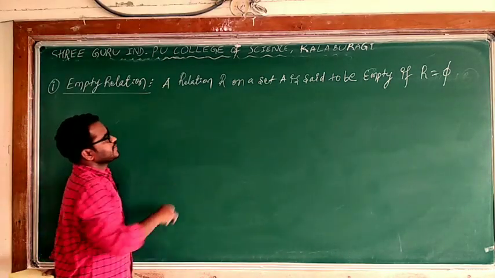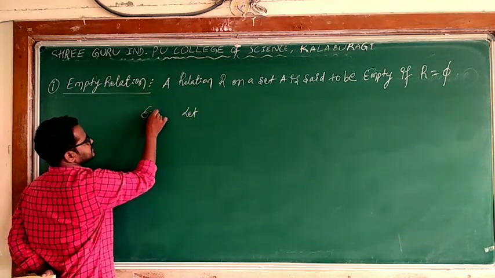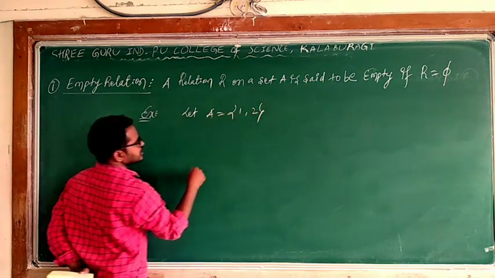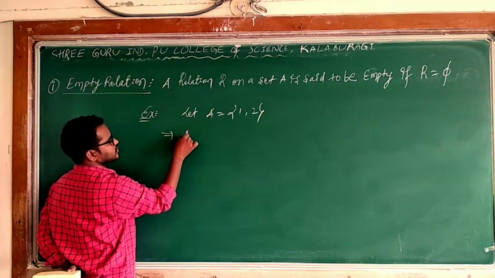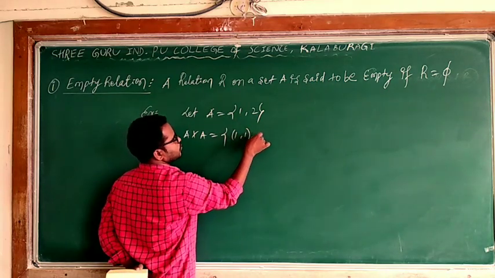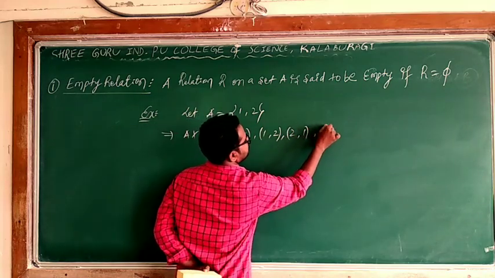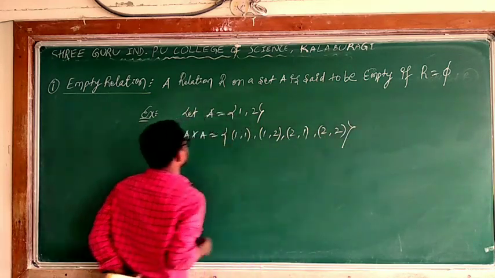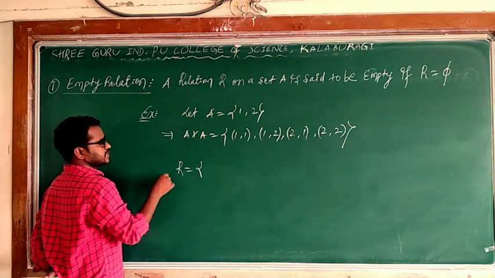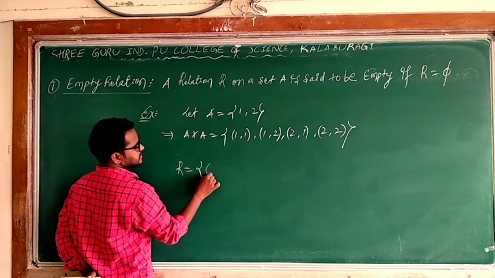So I will take one example on this empty set. Let A be equal to {1, 2}. Then what is A cross A? A cross A is equal to {(1,1), (1,2), (2,1), (2,2)}. If I am forming a relation, I will define relation R on the set A.